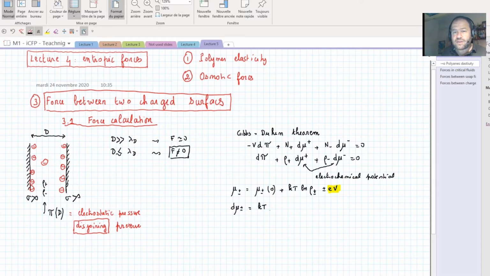Where did the minus go? Thanks, Lila. I just forgot it. I have to look at the chat. You have the chemical potential. It's kT, the derivative of rho divided by rho.